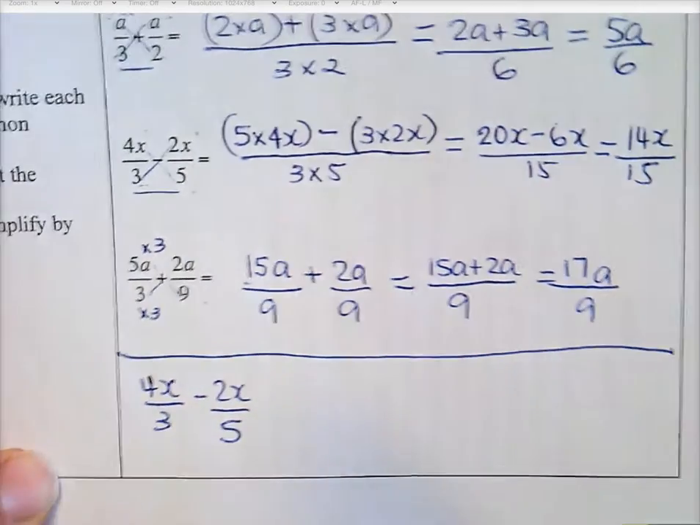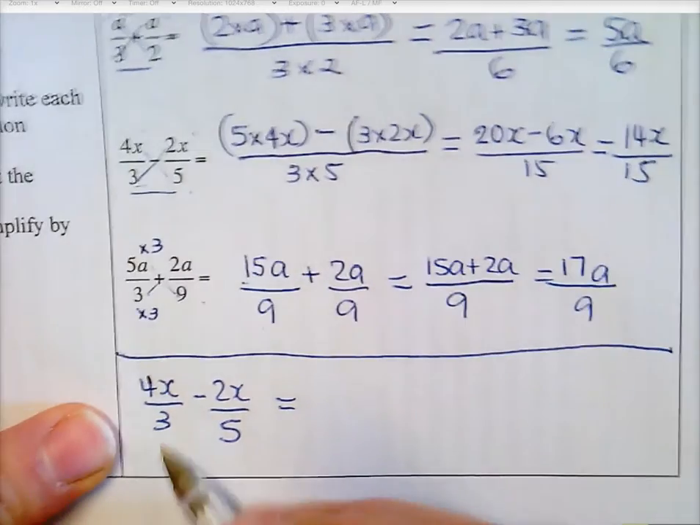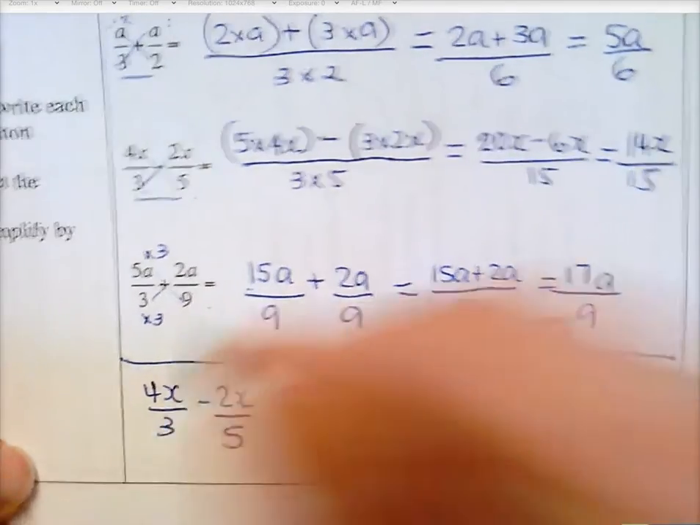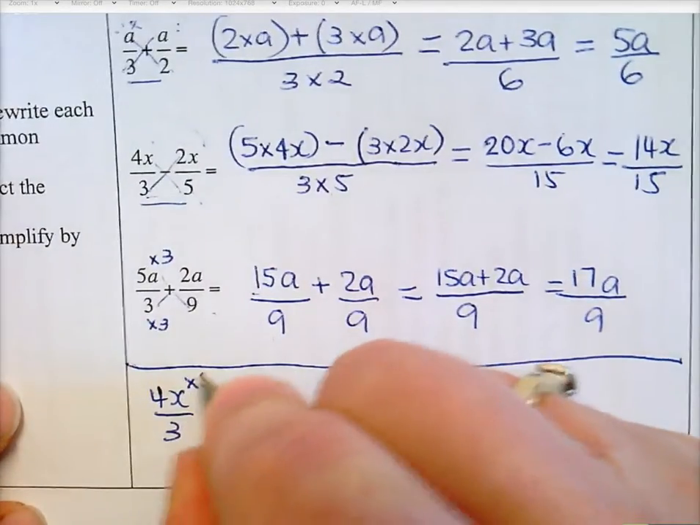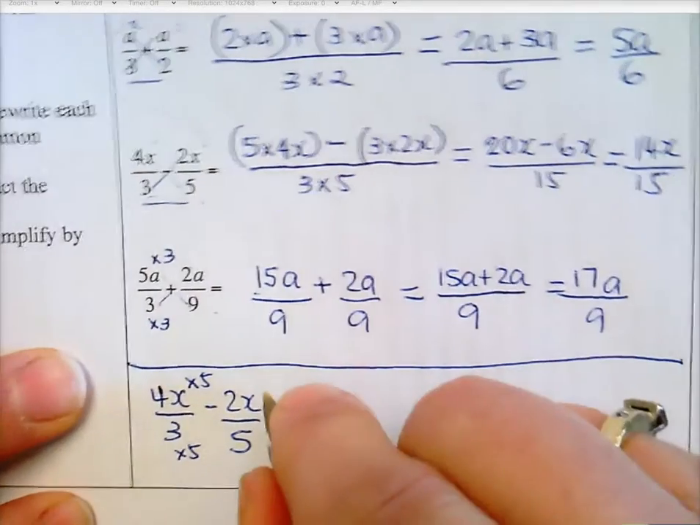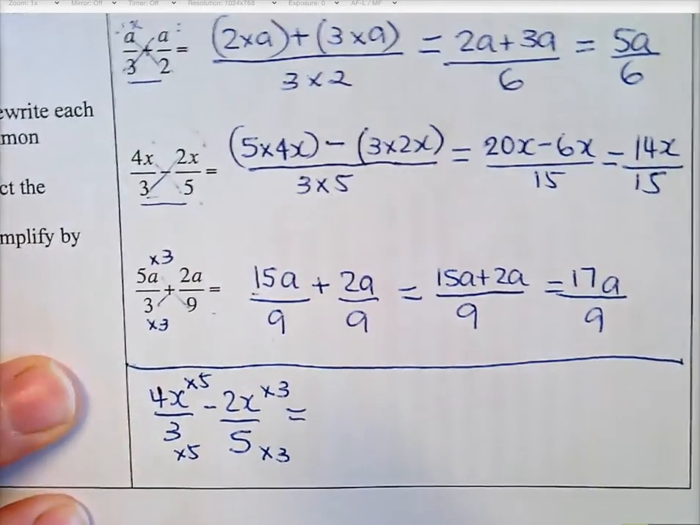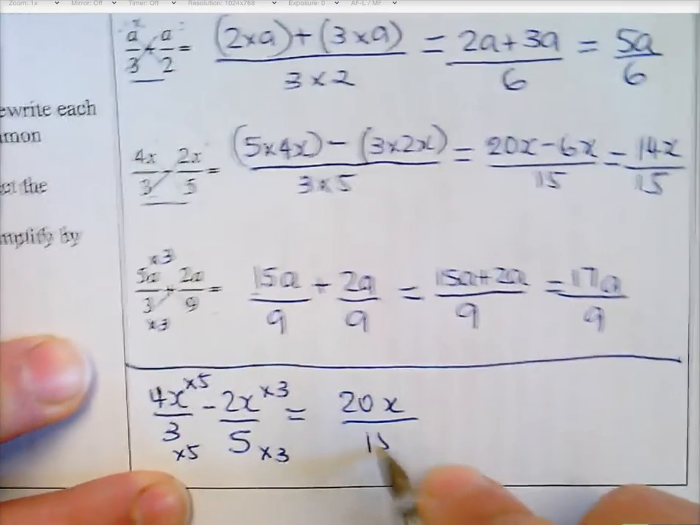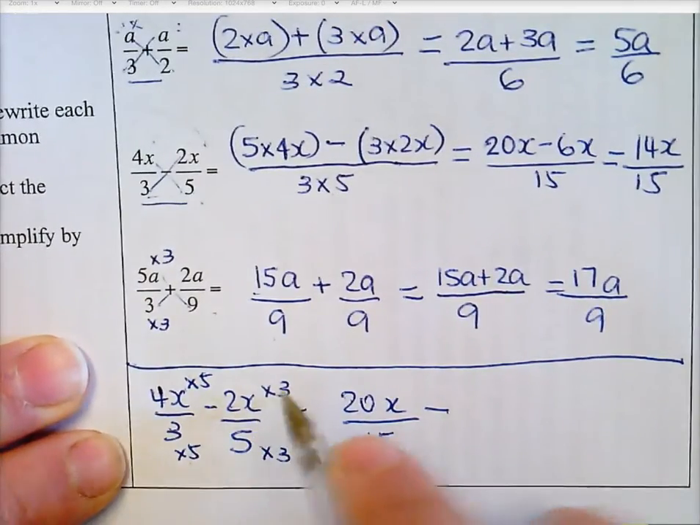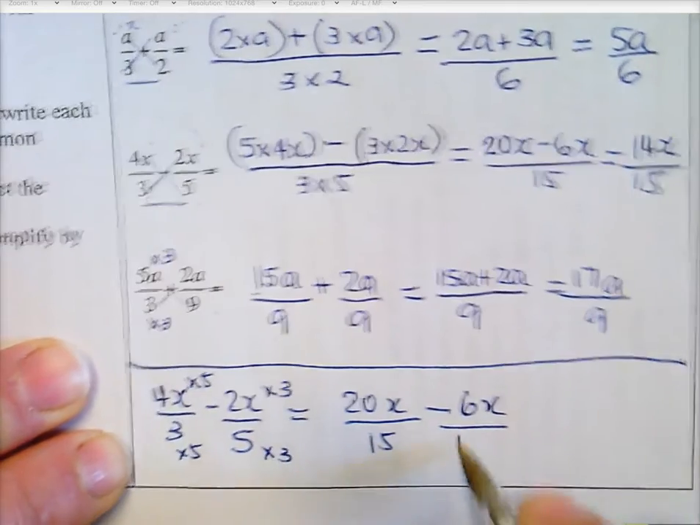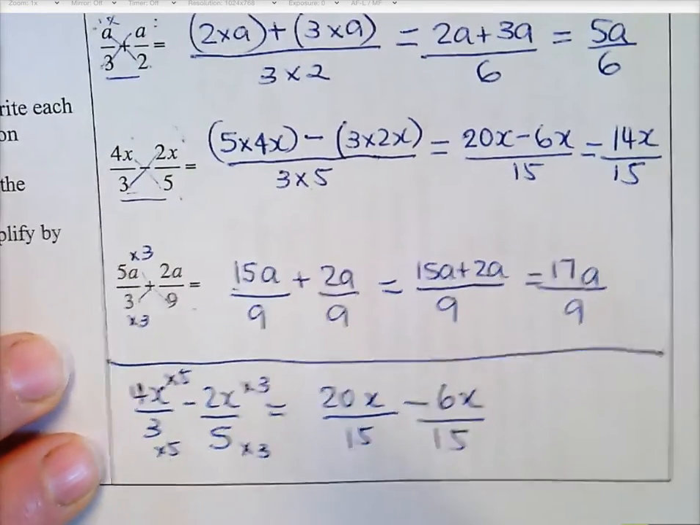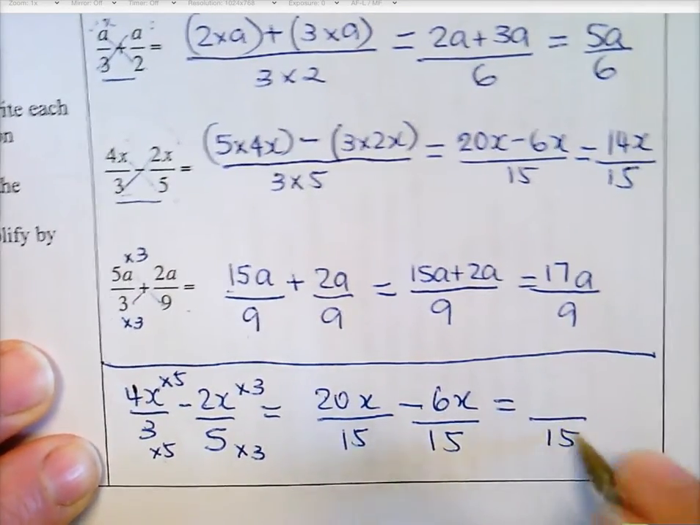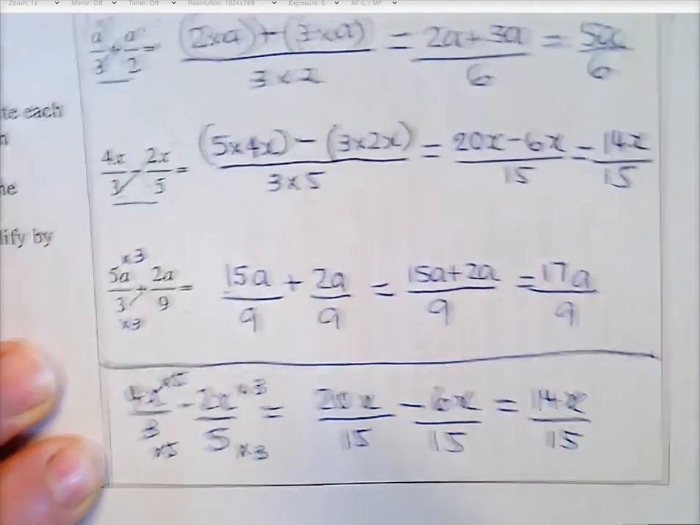For those that do not like the crisscross method, this is what you would do. You look at it and you say, I'm going to make the denominator 15. So I'll be multiplying the first fraction here by 5, so I go times 5 times 5. And this second one gets multiplied by 3 times 3 times 3. So 4x times 5 is 20x. 3 times 5 is 15. Take away 2x times 3 is 6x. 5 times 3 is 15. If you're more comfortable with that, you can do that. Denominators are the same now, so 20x minus 6x is 14x.